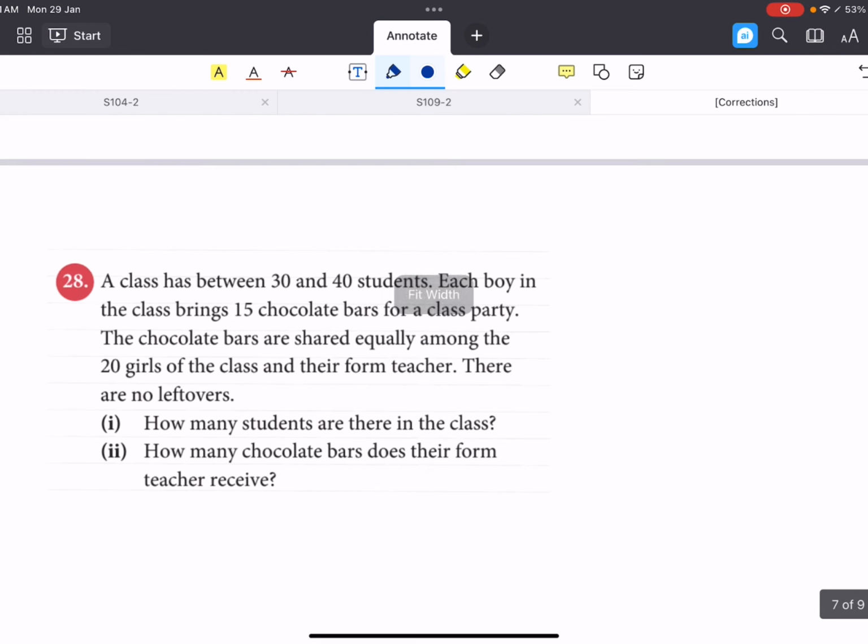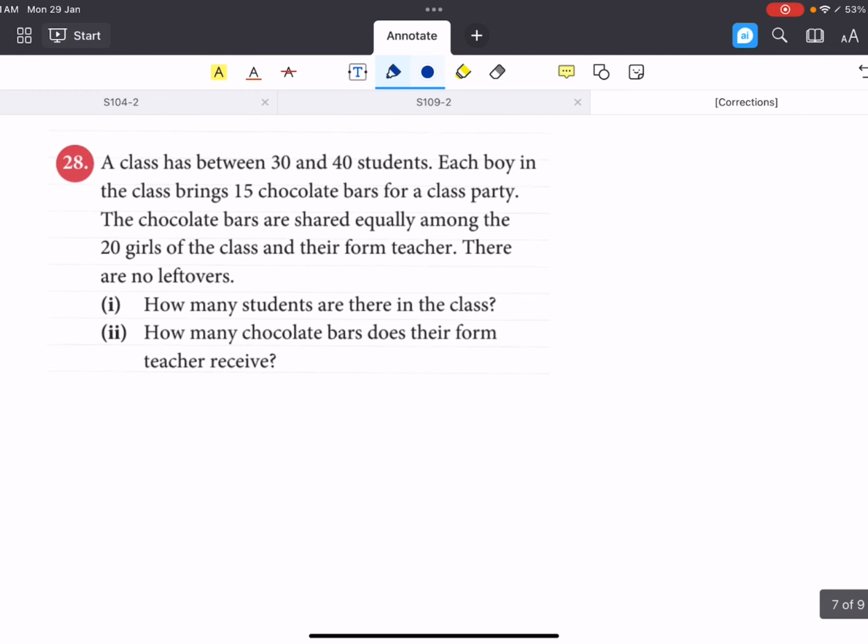Moving on. This question: a class has between 30 and 40 students. Each boy in the class is to bring 15 chocolate bars for the class. The chocolate bars are shared among the 20 girls and their form teacher. There are no leftovers. So how many students are there in the class? We know that's between 30 to 40. Now, the number of chocolates has to be a multiple of 15 because each boy brings 15. And then it's shared equally among 20 students and one form teacher, so shared among 21.